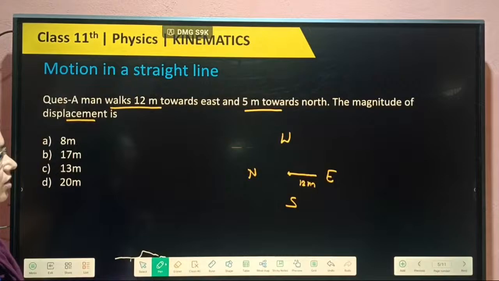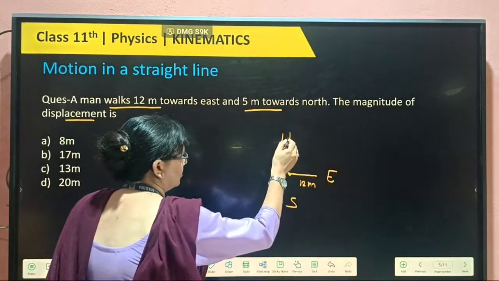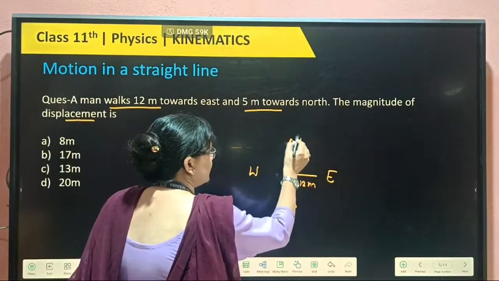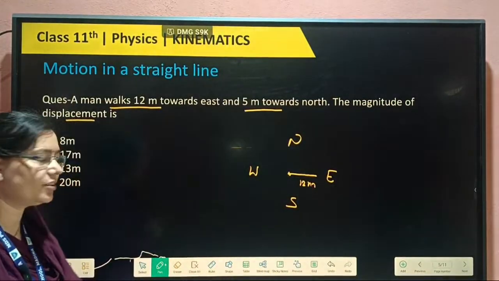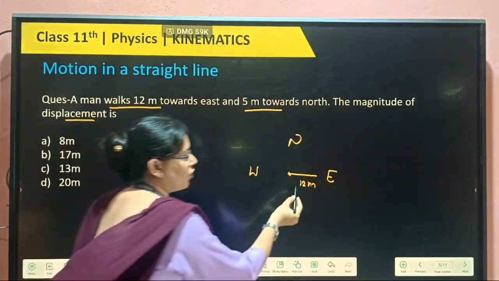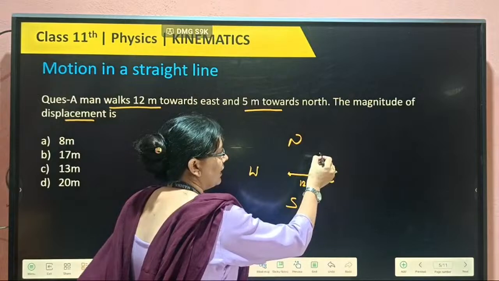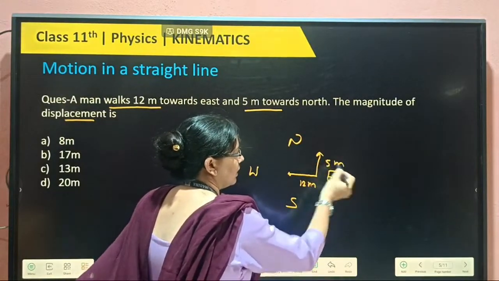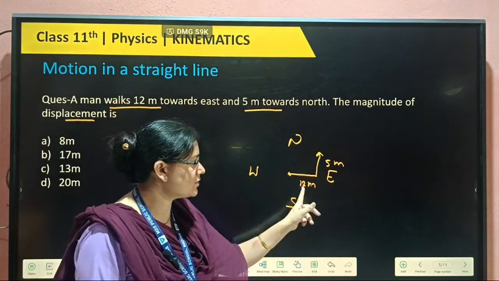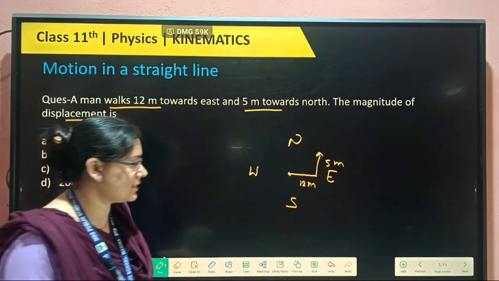Here we mark east, west, north and south like this. Then it is given 5 meter toward the north. So after taking 12 meter distance, here we take 5 meter in the north direction. If we are talking about the distance, then the distance will be 12 meter plus 5 meter, so it will be 17 meter, the total distance, the total path.